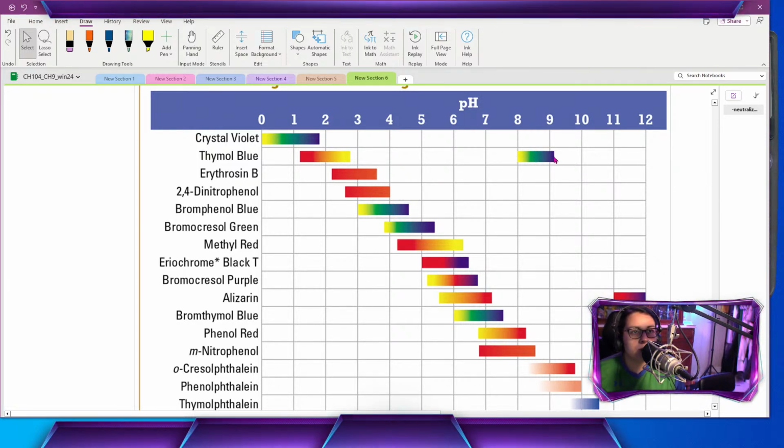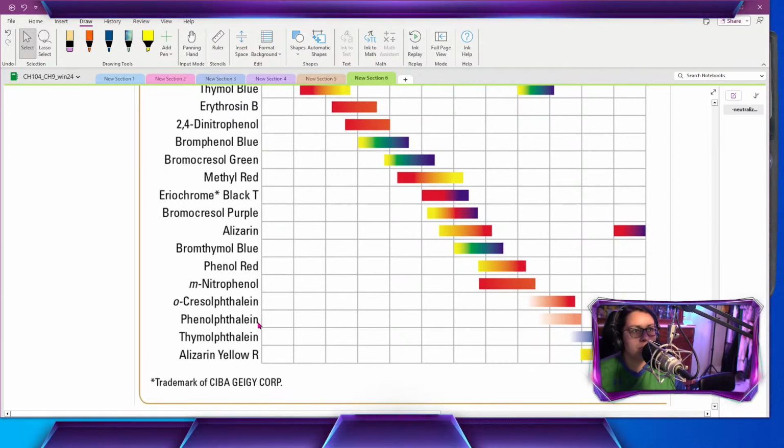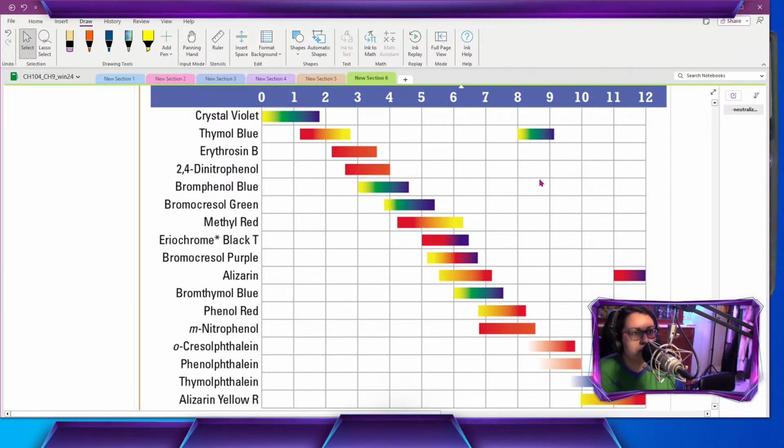And then it goes to dark blue past 9. So pretty cool. And so take this in for yourself. And this could also be an exam question. Hint, hint, you might be given a series of indicators and it describes what color they are. And so you would have to refer to a chart.